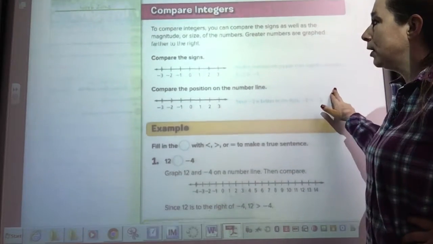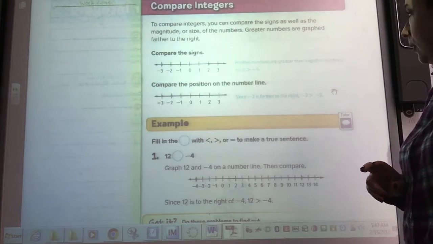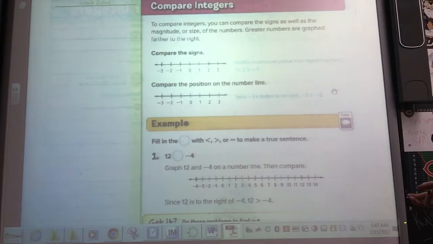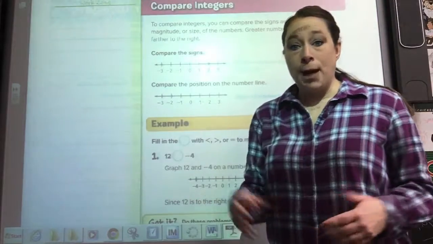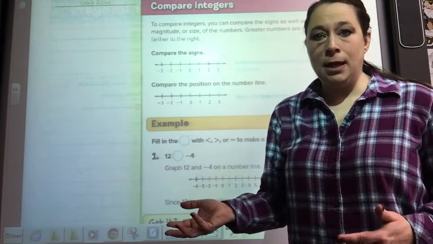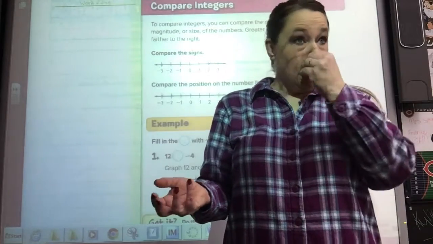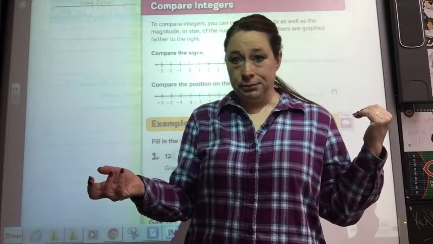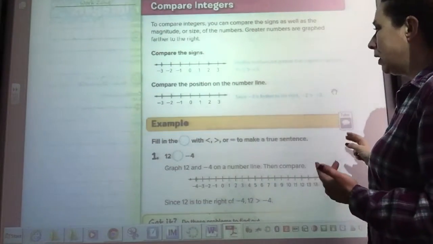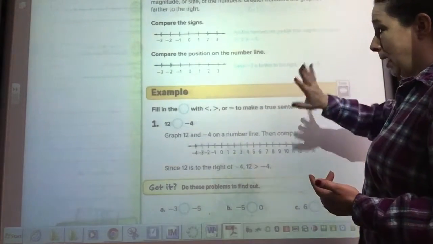All right, when we compare integers, we are going to compare the signs as well as the magnitude, or size, of the numbers. The greater numbers are graphed further to the right. So positive numbers are greater than negative numbers. It's like having money in the bank, okay? Having positive money in the bank is always going to be better than being negative in the bank, okay? We don't want to overspend. Gaining yards in football is going to be way better than getting sacked in the backfield, okay? So when we compare and order numbers, the negatives will go to the left and the positives will go to the right.